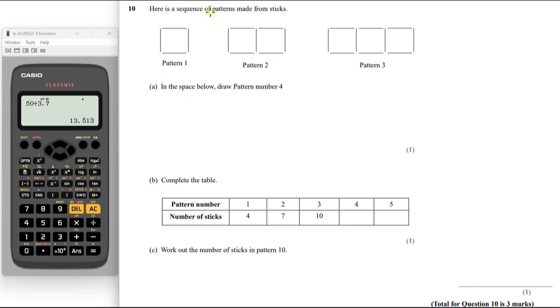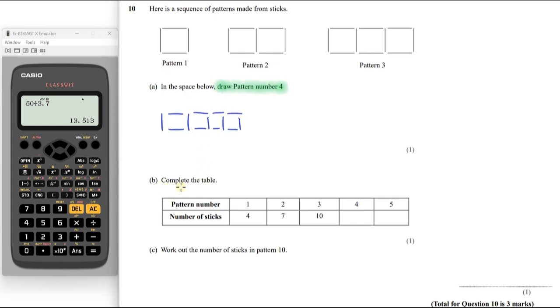Question 10. Here is a sequence of patterns made from sticks. Part A, in the space below, draw pattern number 4. So we're starting off with a square. Looks like they're matchsticks. Pattern 2, you can see that we're just adding on 3 more to get 2 squares. And then pattern 3, we're just adding on another section to get 3 squares. So pattern 4, we're just going to do exactly the same. We're going to add on another 3 sticks to give us 4 squares. So this is pattern number 4.